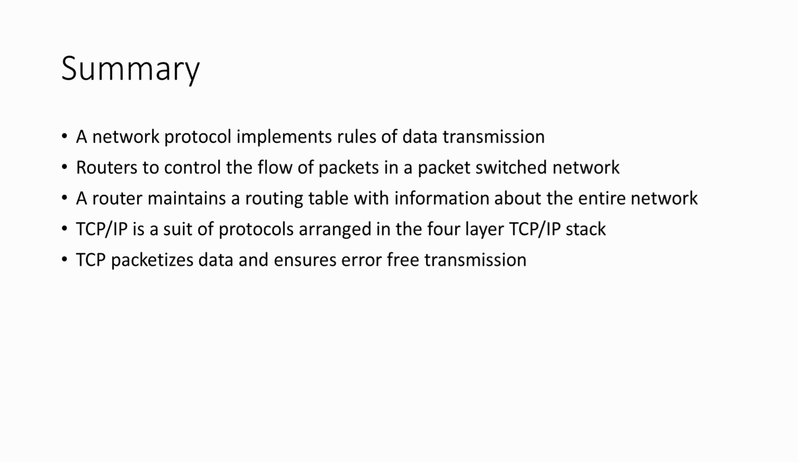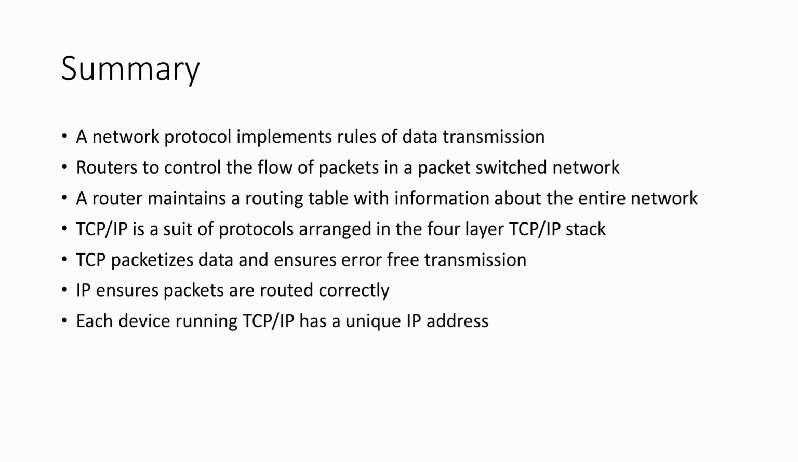TCP is responsible for packetizing data before transmission, ensuring that the packets are transmitted without error and reassembled correctly at the receiving end. IP, on the other hand, is responsible for ensuring that packets are routed correctly to their destinations. Computers on a large segmented network need to be able to uniquely identify each other, and routers need to be able to work out where to send data. For this reason, each device on a TCP/IP network has a unique IP address.